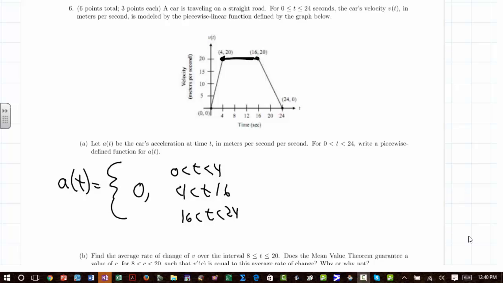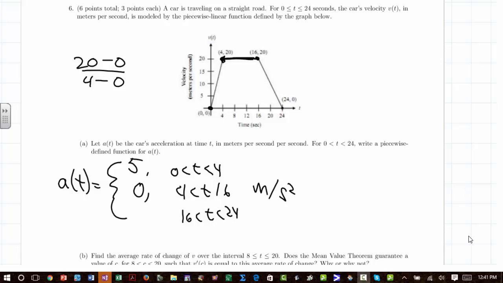Hey, I'm going from 0, 0 to 4, 20. It seems to me that the slope of that line is a rise of 20 divided by a run of 4. I say that the acceleration there would be 5, and I suppose I should probably put in a unit. This would probably be meters per second squared.